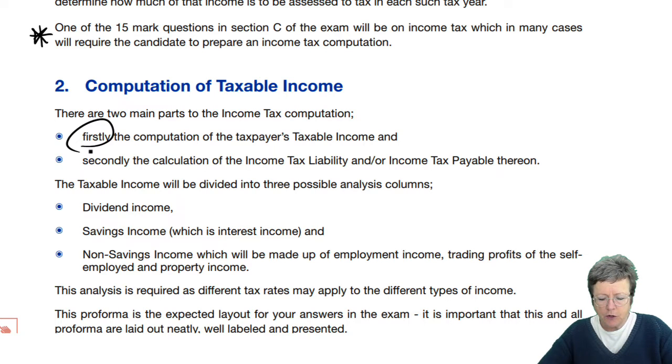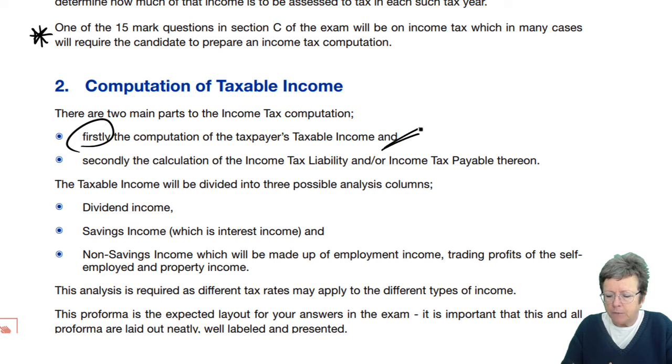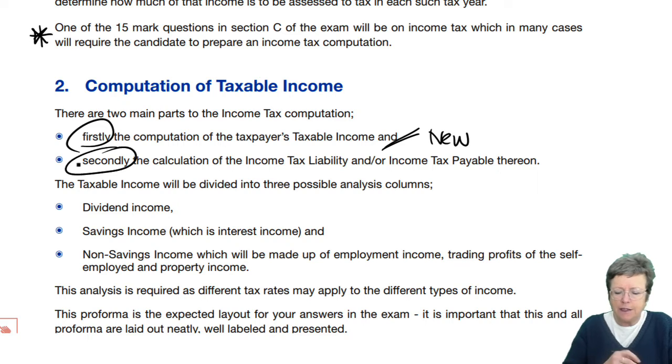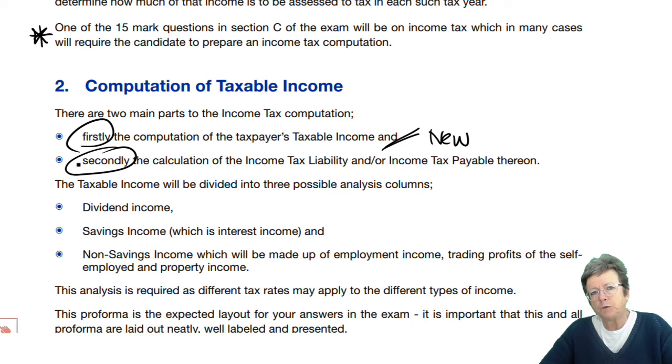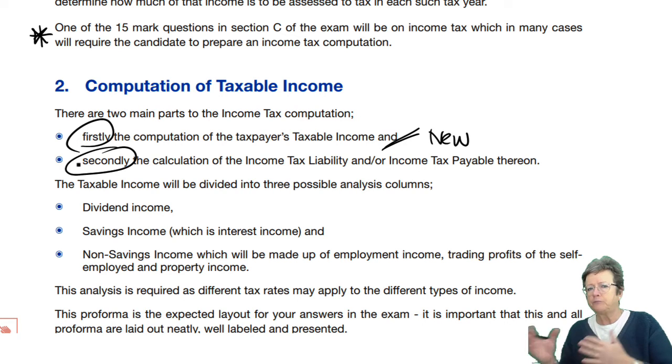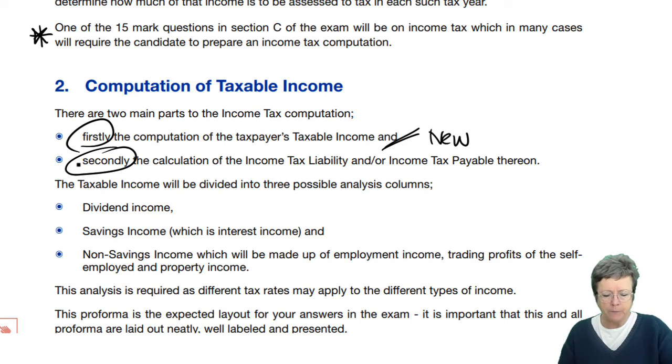First, the computation of the taxable income. That's all the income that's come in, and we'll look at the pro forma in a minute, along with any reliefs that we've claimed. Then, separately, a new pro forma underneath for the calculation of the income tax. That's either the liability and/or what's payable. It will all make sense as we get further in.